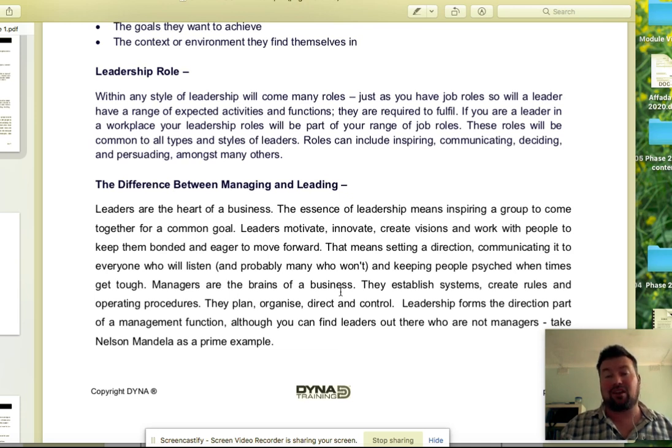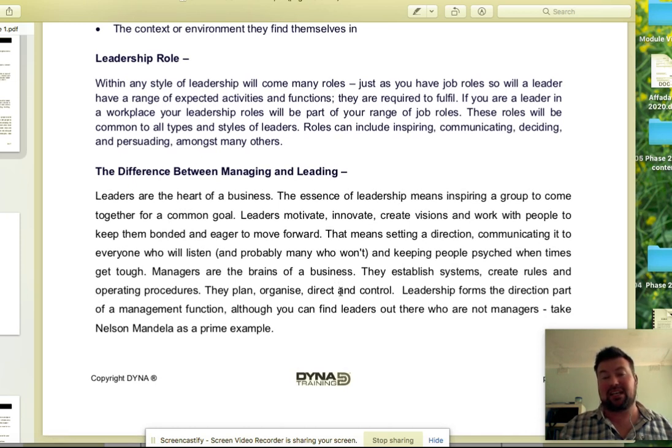Managers are the brains of a business. They establish systems, create rules and operating procedures. They plan, organize, direct, and control. Leaders form the direction towards a management function. Although you can find leaders out there who are not managers, take Nelson Mandela as a prime example. So leaders create inspiration, and managers put together the systems, the processes. They plan, they control, they direct, they use people as resources in order to achieve a specific outcome.